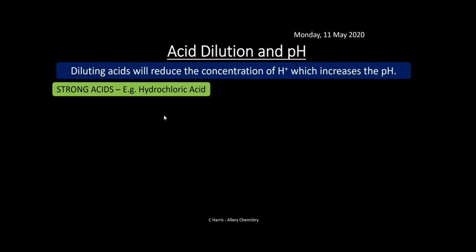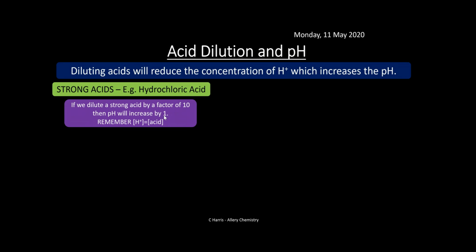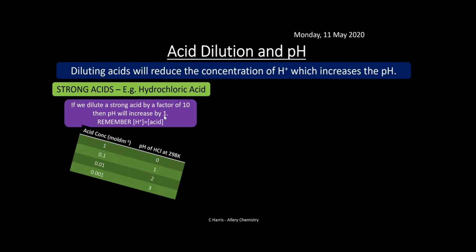So strong acids, let's look at hydrochloric acid first. If we dilute a strong acid by a factor of 10, then the pH will increase by 1. Remember, the concentration of H+ equals the concentration of your acid, because it's a strong acid, so we can make that assumption.